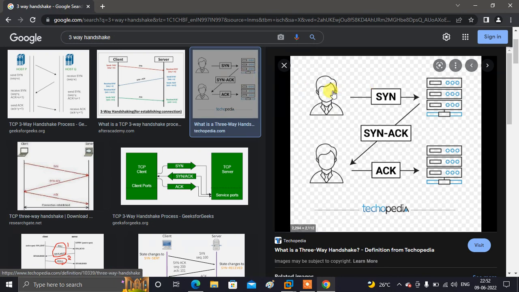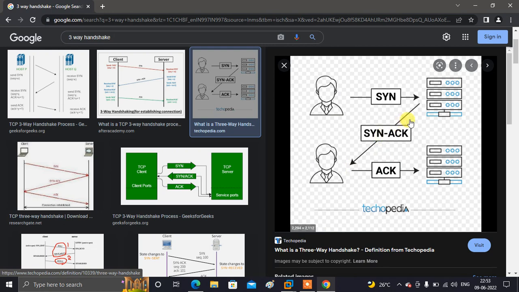The client is requesting some sort of service, so it sends SYN to the server. Upon receiving SYN from the client, the server finds they are requesting a service, so the server provides the service to the client. Once the client receives this, the client acknowledges that they have received it.